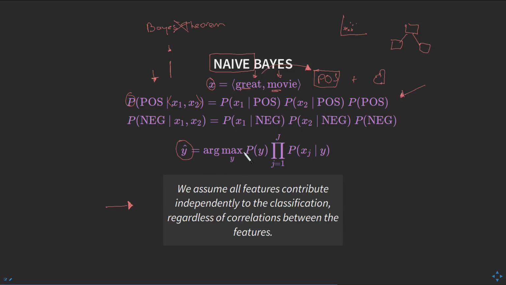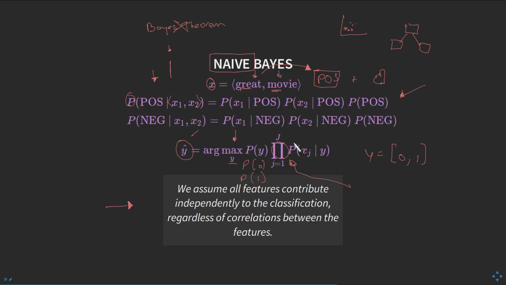So y hat, that's our prediction right here, is basically this. We take the maximum value over all our y's. Say that y is only 0 and 1, so we have two classes, and for these two classes we want the probability of those classes. So we will have a p for 0 and a p for 1. So this actually encodes two operations.